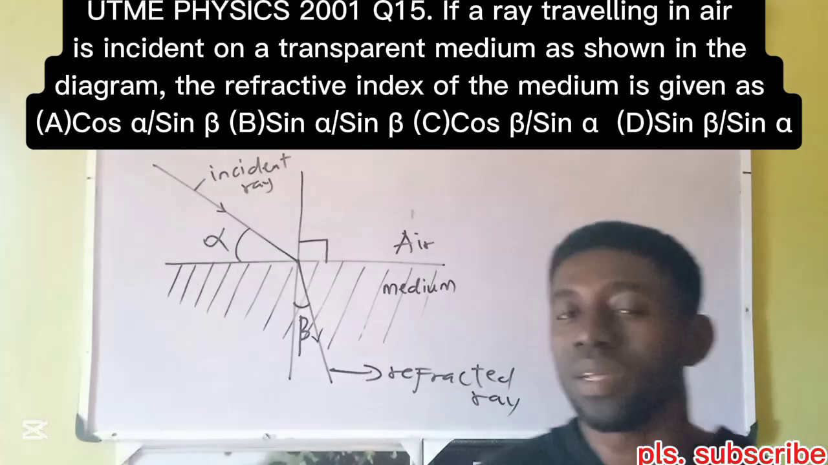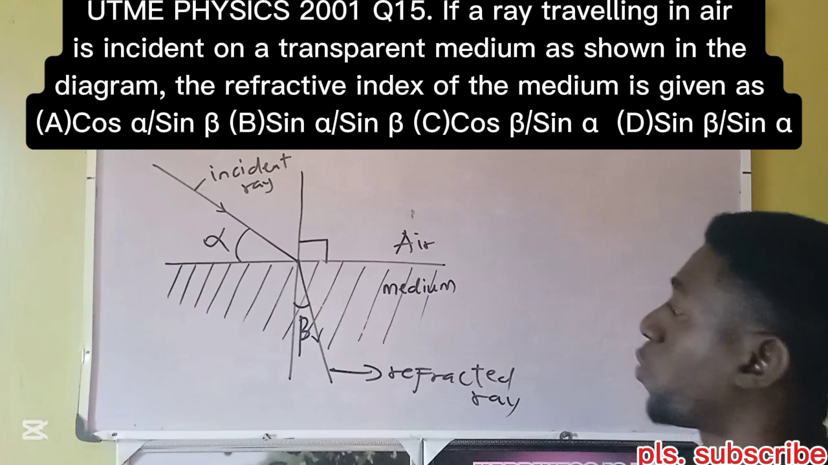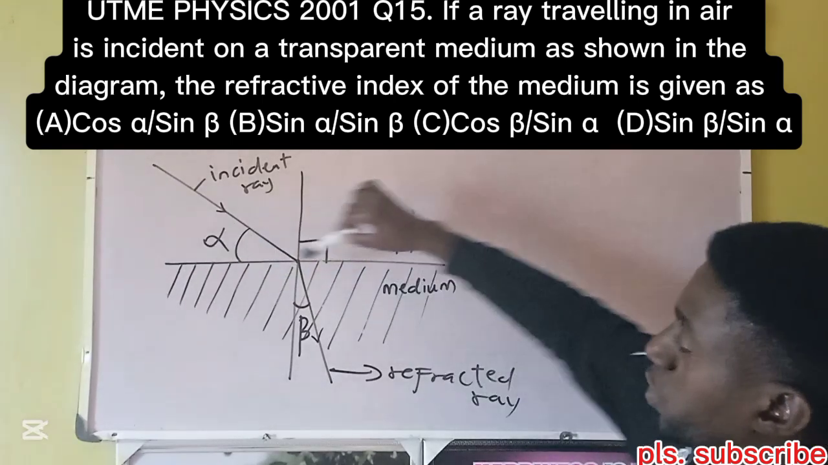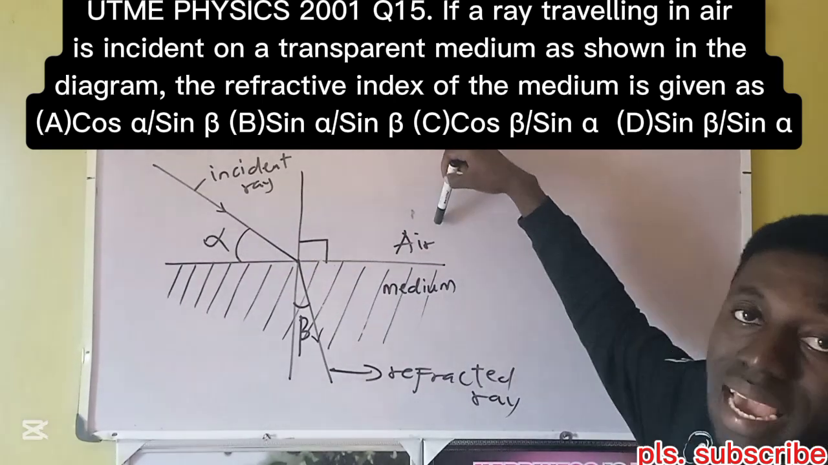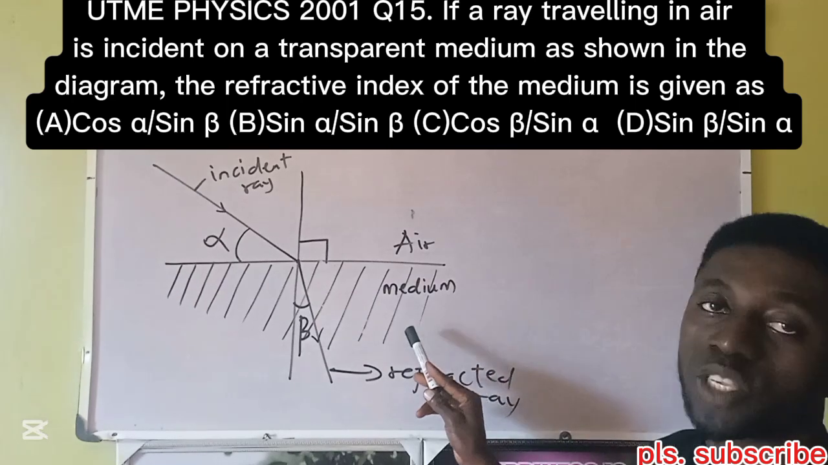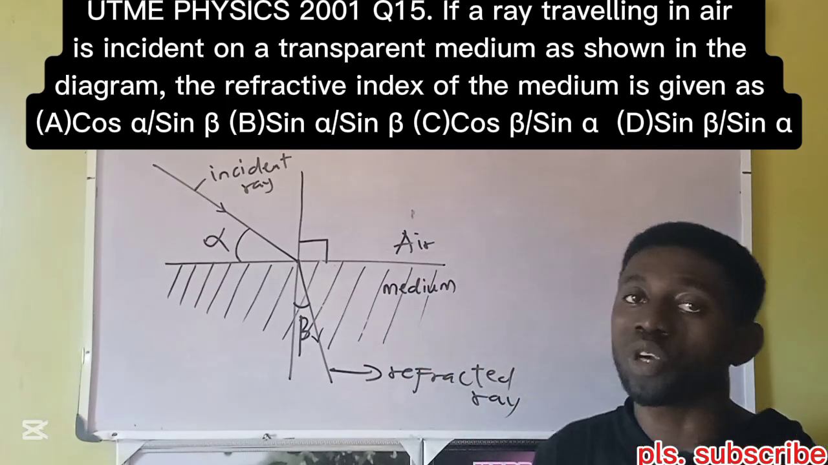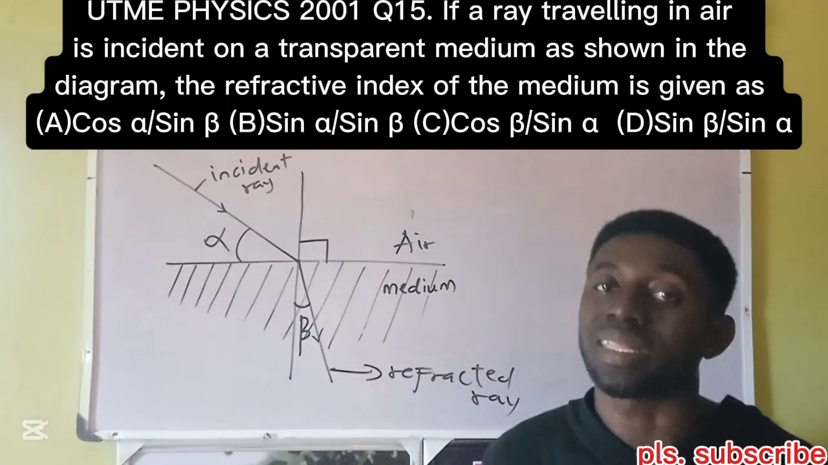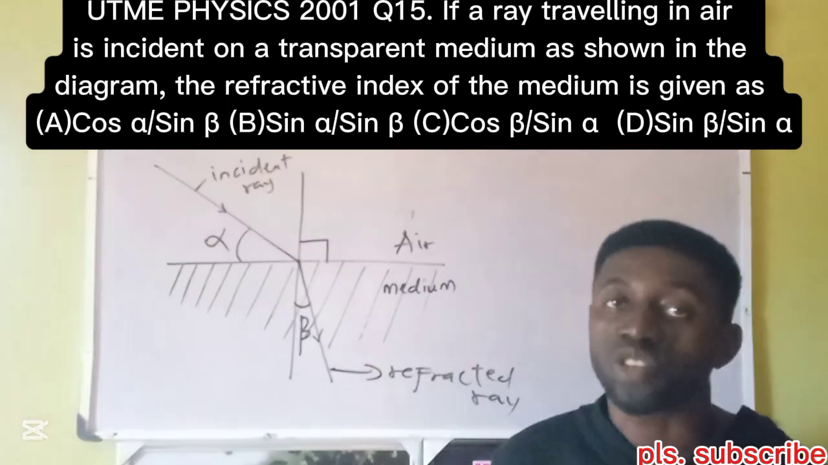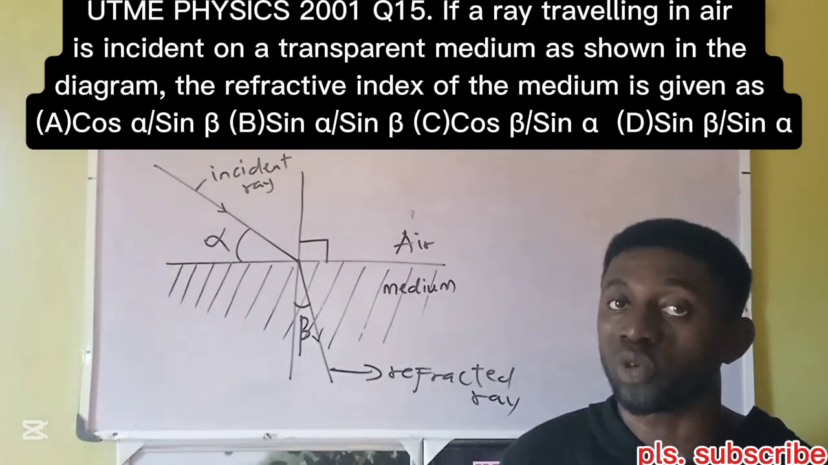Okay, let's break it down. Let's go back to the diagram. You can see this is the boundary between two media. The first medium is air. The second medium wasn't specified. But there is a question you need to ask yourself. Between the two media, which one is denser? Which one is stronger than the other? The buzzword is density. Which one is denser?